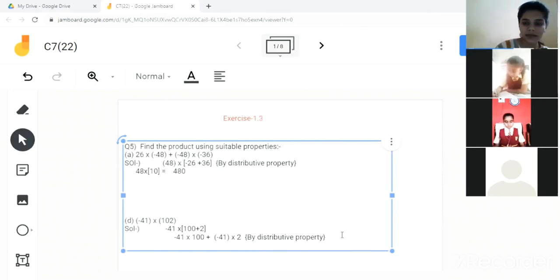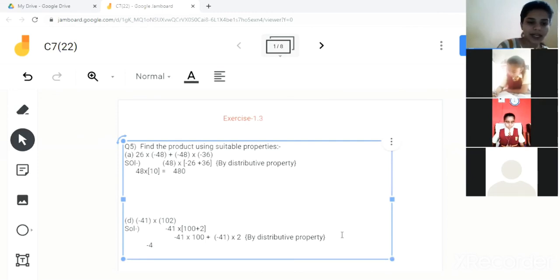Okay. Now, what will be the answer here? Minus 4100. Now our calculation becomes very easy. Minus 4100. Positive, negative is negative. So negative. These 2 ones are 2 and 4 twos are 8. In this way, now you can add it very easily.